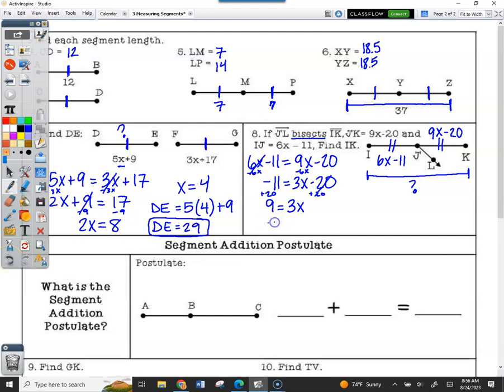Divide by three and you get three, right? But it doesn't ask for three, it asks for what? What does it ask me to find? IK. There's two ways to do this. IK is the whole thing. So you could plug 3 into 6x minus 11 and 9x minus 20 and just add those up, right? What's a faster way? You may know. What's another way to find IK without using every single number up there.